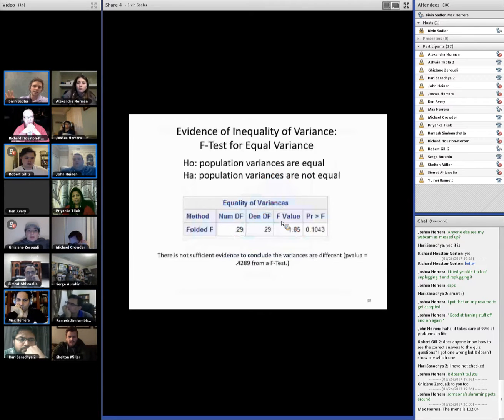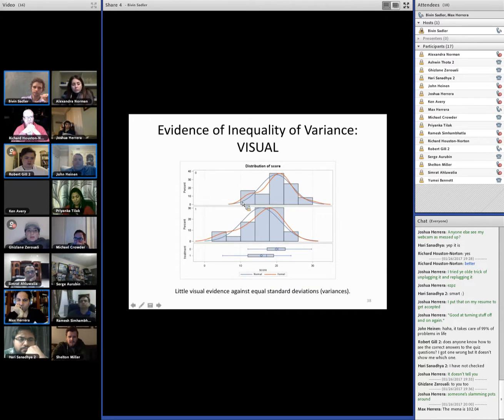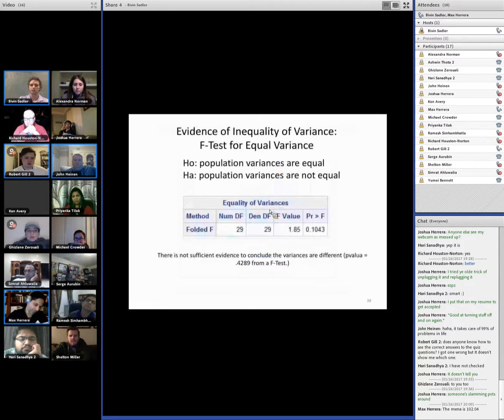Okay, so here's the f-test though. I'll recommend both, and you can go either way. But a safe way to do it is to say, these distributions don't look like there's a lot of evidence against equal standard deviations, so we'll assume they're equal and move on. But if you wanted some secondary evidence, you could go to the f-test.